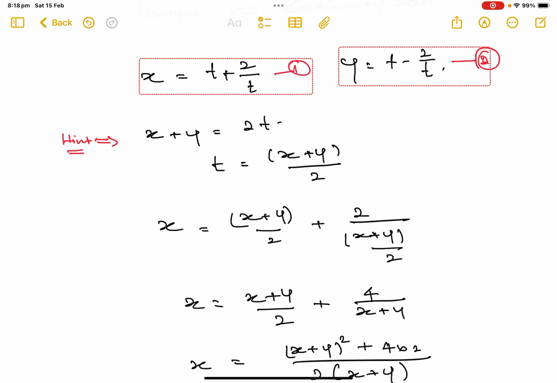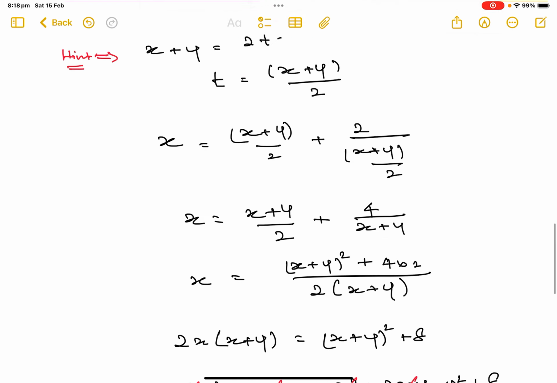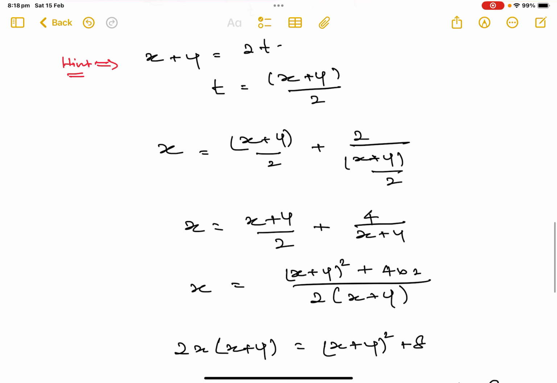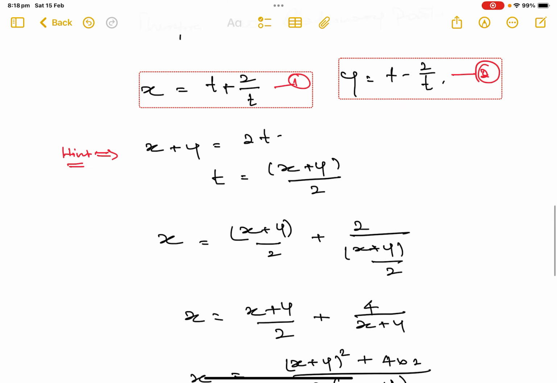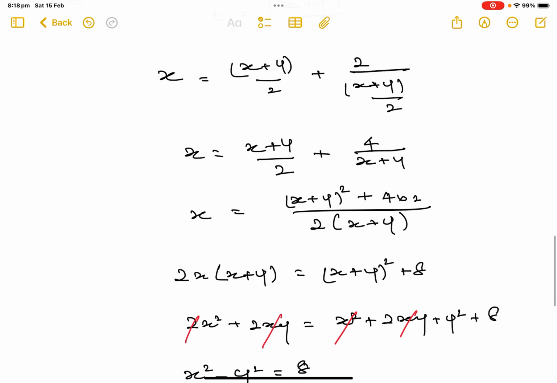So x plus y, when you add it, the 2/t cancels out, so all we have is 2t. So t equals (x plus y)/2. The whole idea is to eliminate t to get the Cartesian form. So going to equation 1, x equals t, which is (x plus y)/2, plus 2 over (x plus y)/2. I just flip it over, so x equals (x plus y)/2 plus 4 over (x plus y).